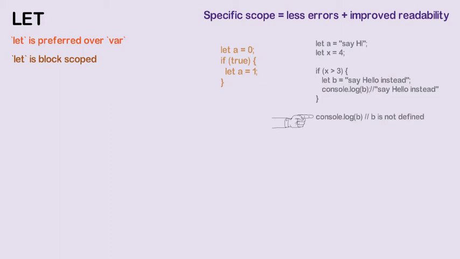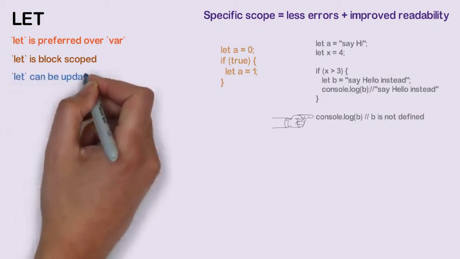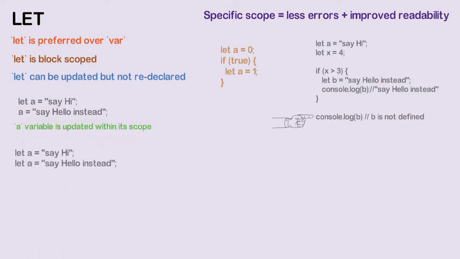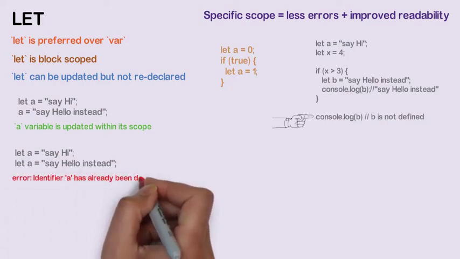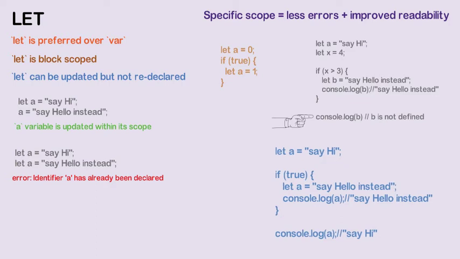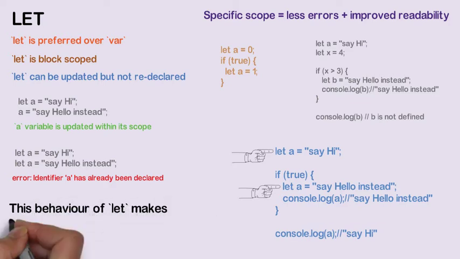So we can say that let can be updated but not redeclared. This will work as the variable is just updated within its scope. But this will return an error as we are trying to redeclare the same variable within its scope. However, if the same variable is defined in different scopes, there will be no error. We can see here that there is no error. This is because both instances are treated as different variables since they have different scopes. This behavior of let makes it a better choice than var.